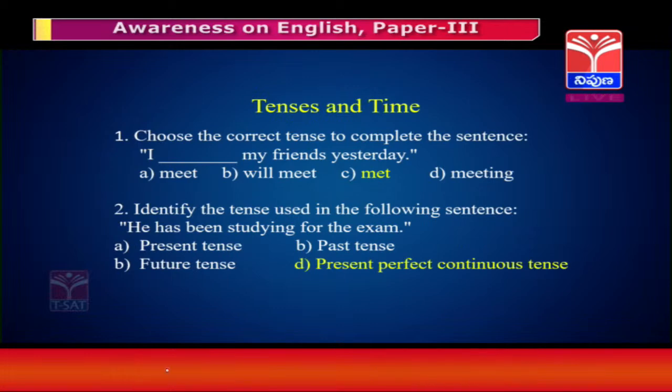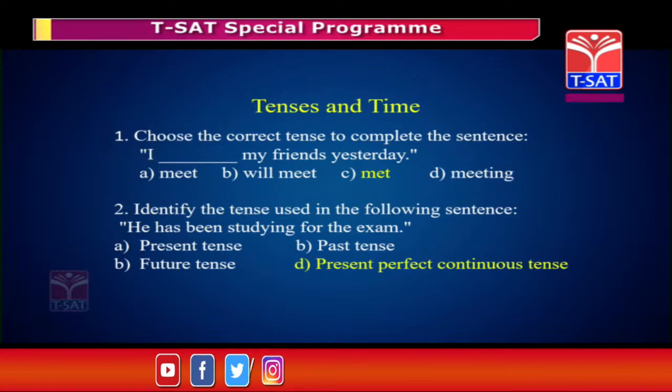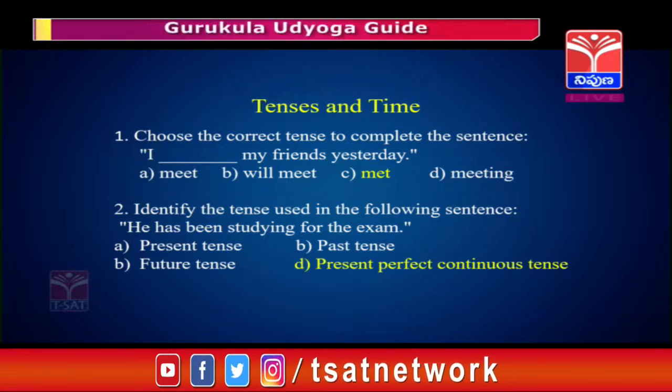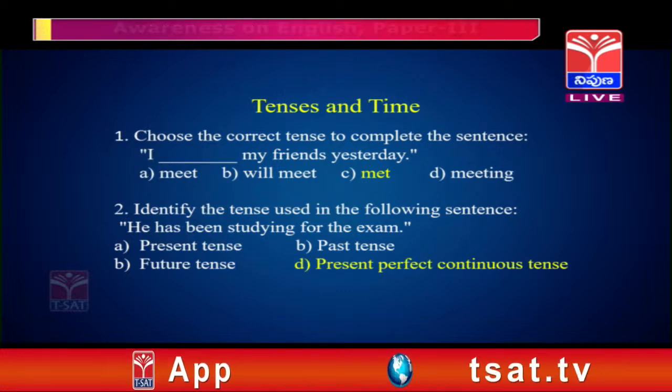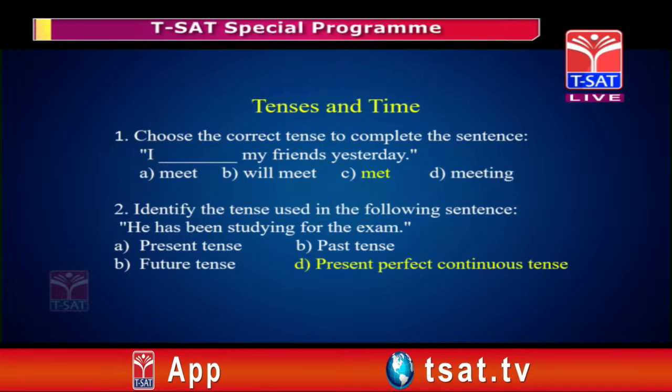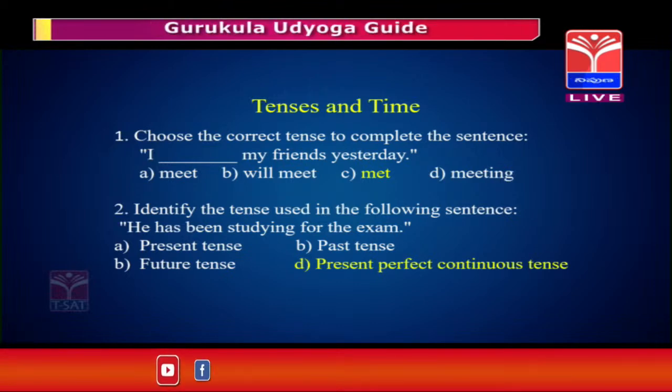So the questions will be in this way. Choose the correct answer to complete the sentence. I dash my friends yesterday. I met my friends yesterday, because it is talking about a past action. Okay, so this is how they ask you to identify the tense or else identify the verb.